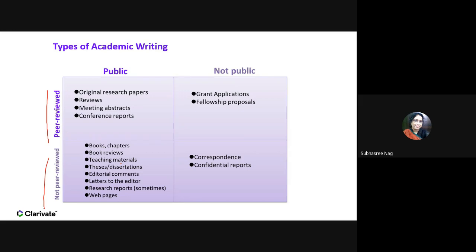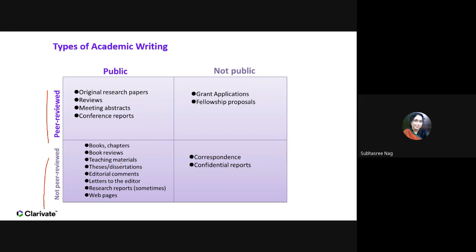So even a grant application is reviewed, right? But it is not publicly available. Then we also have some non-peer reviewed material. For example, a thesis. Now, many of you might say that a thesis is also peer reviewed, right? By your thesis committee, by your guide, the principal investigator. But it is not peer reviewed in the form of a formal journal. The peer review process that a formal journal article undergoes is not the same.